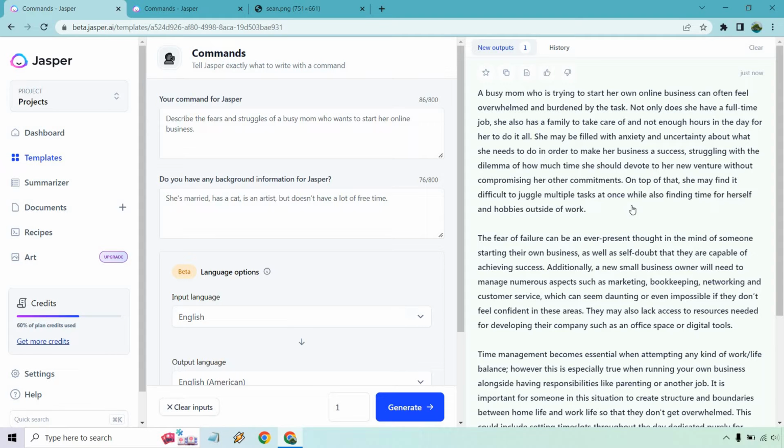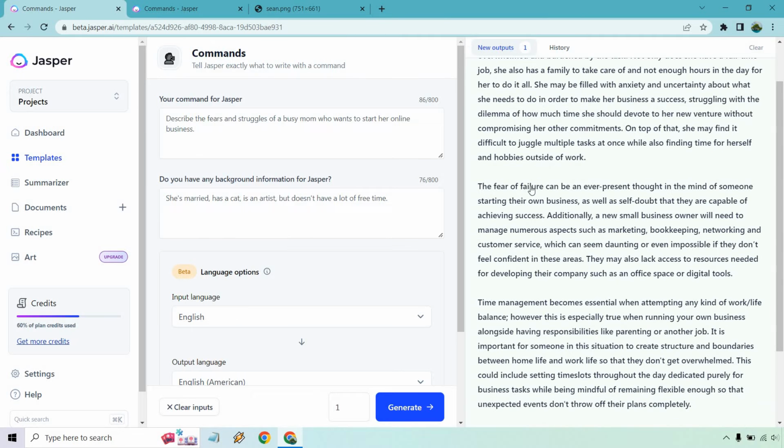On top of that, she may find it difficult to juggle multiple tasks at once while also finding time for herself, hobbies, outside of work. We also have the fear of failure, which can be ever present. I'm going to skim through. She'll need to manage numerous aspects such as marketing, bookkeeping, networking, and customer service, and that can seem daunting or even impossible. Powerful words right there.